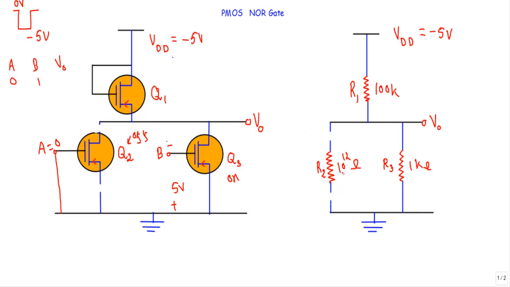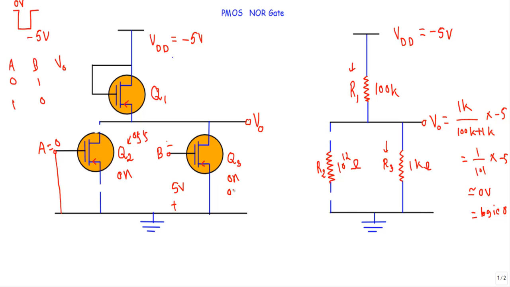After disconnecting R2, you will see I will have two resistors R1 and R3 connected in series. So I can easily calculate the output voltage by using the voltage divider rule: 1k divided by 100k plus 1k, into minus 5, which is equal to 1 by 101 into minus 5. This should be around 0 volt, and this will indicate logic 0. Now I can show the similar case for 1 and 0. In that case, the transistor Q2 will be in on state and Q3 will be in off state. This resistance will be 1 kilo ohm and this resistance will be 10 to the power 12 ohm. I will replace this with an open circuit and this with a resistance of 1 kilo ohm, and similarly the output voltage will be logic 0.